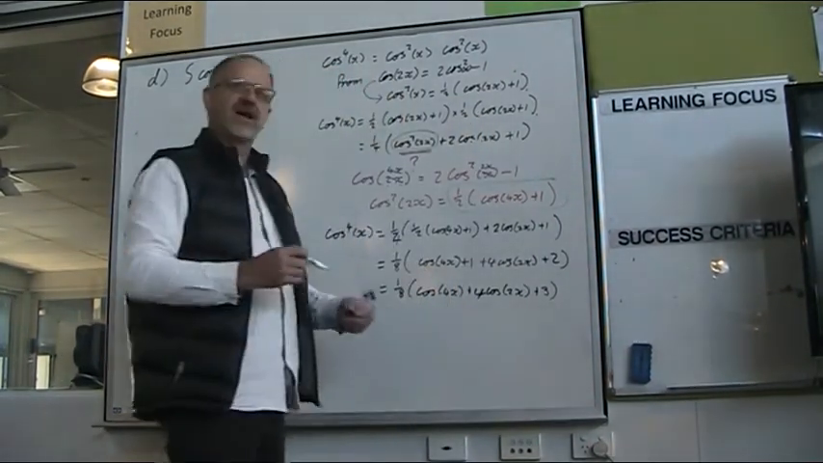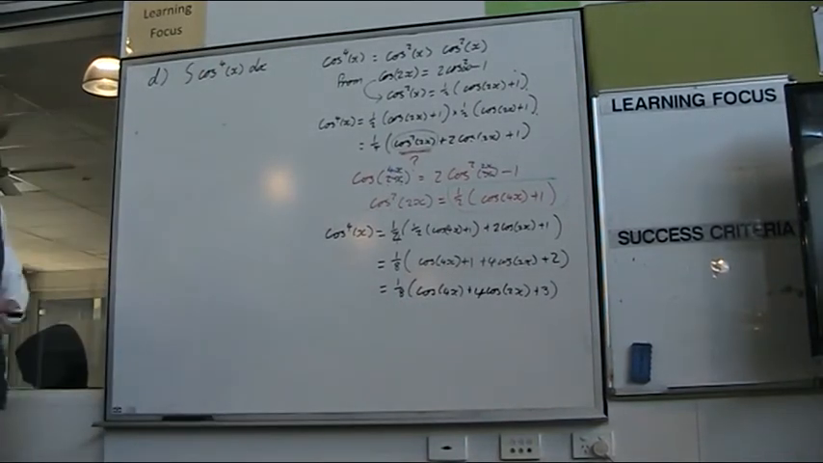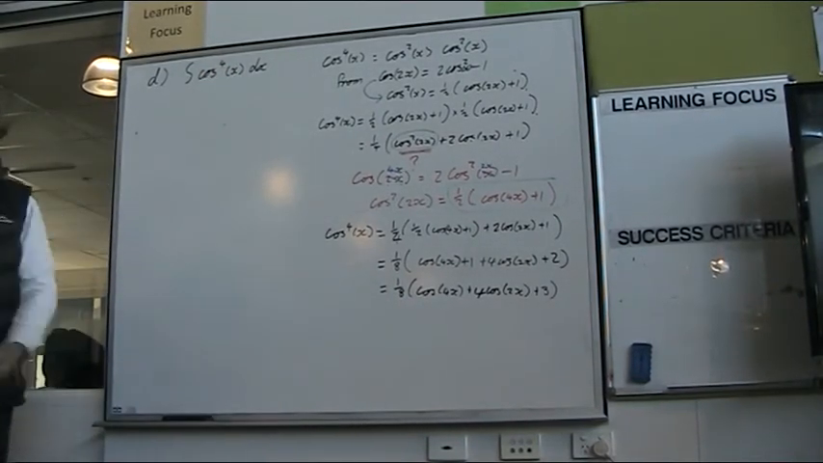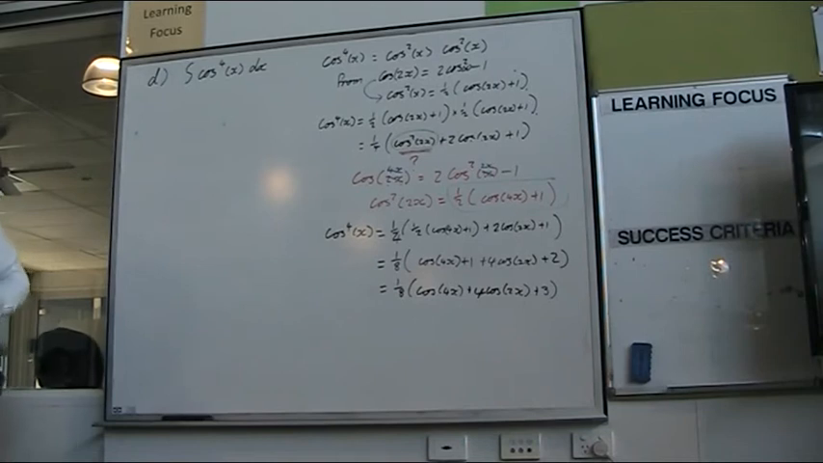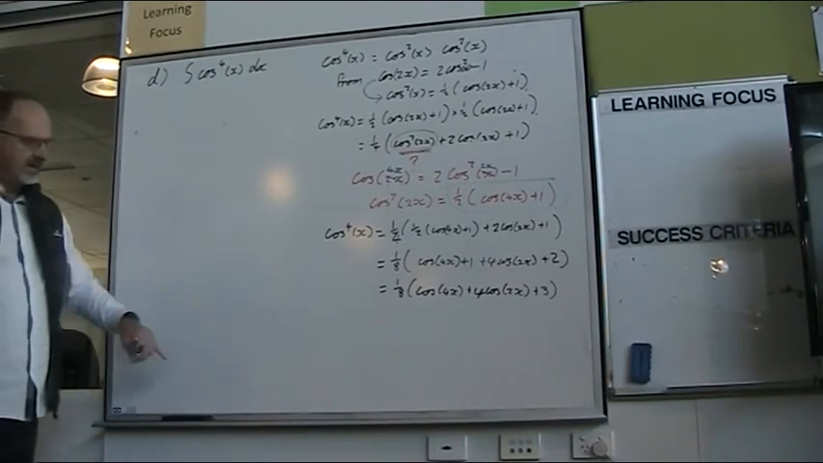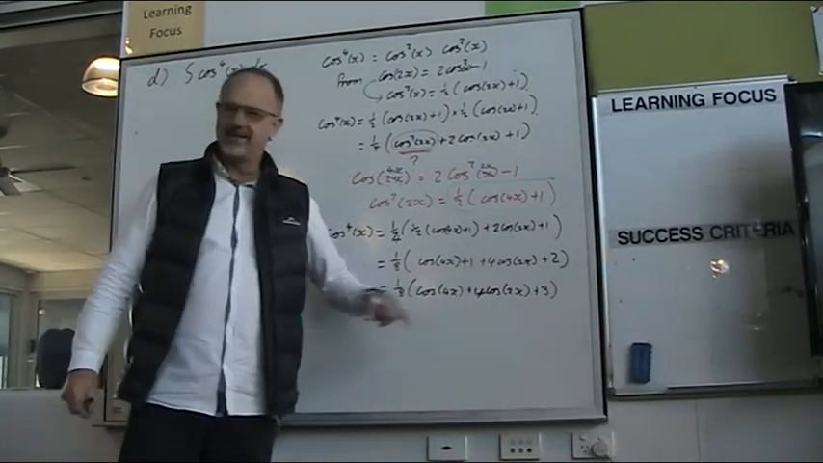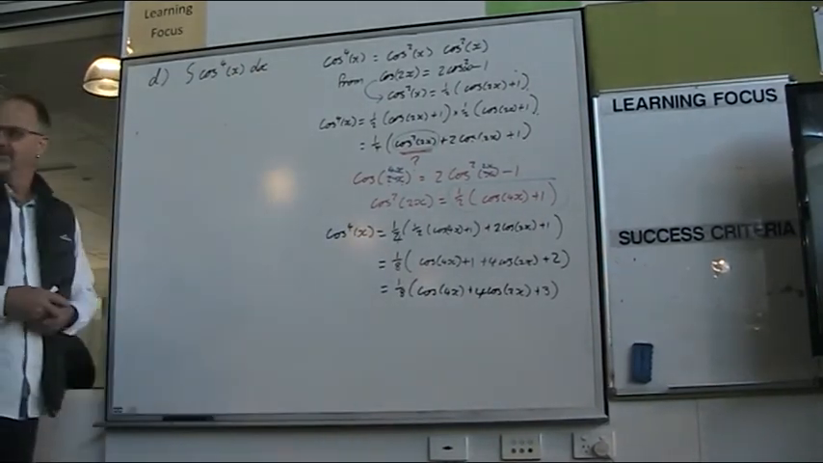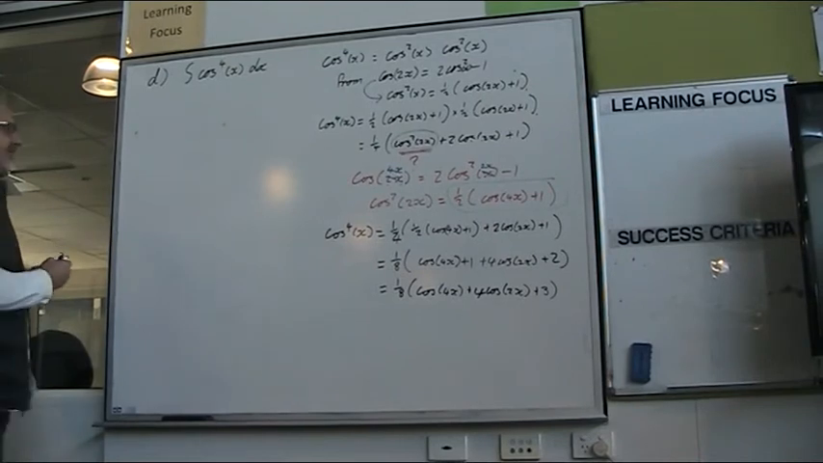What did you say at the start? It was fiddly. So now there's been a whole lot of algebraic manipulation going on there. And now we've got something without the squares in it that we can anti-differentiate.